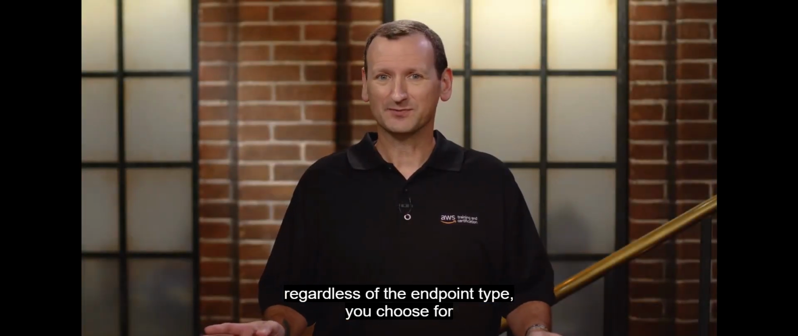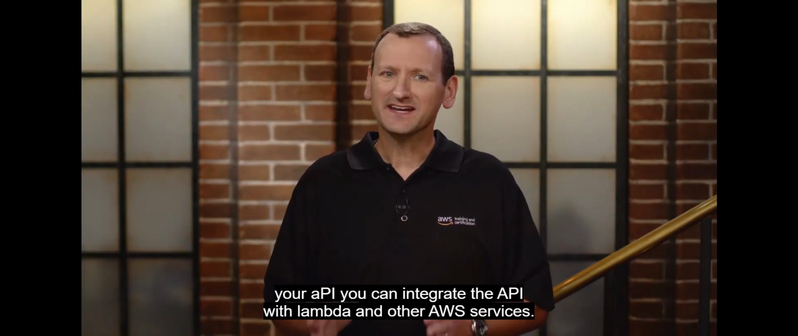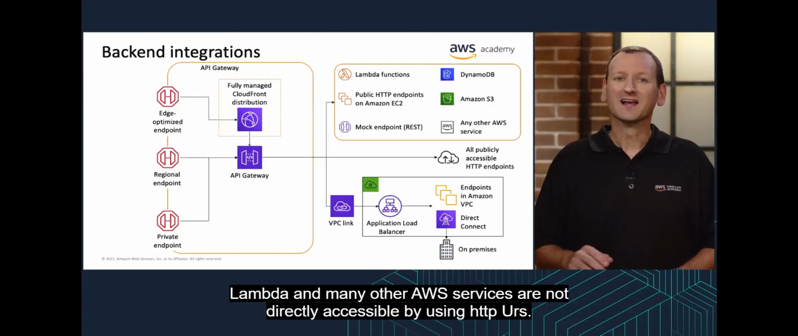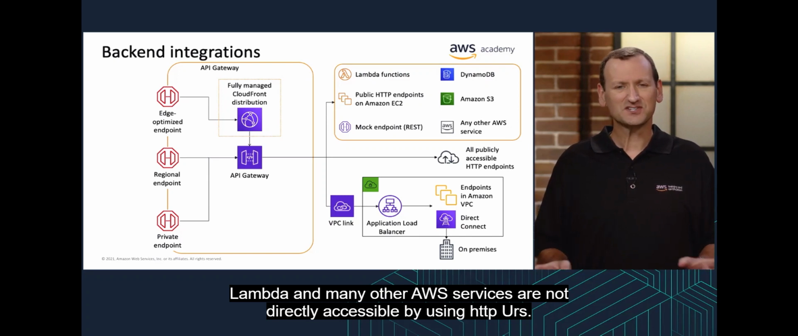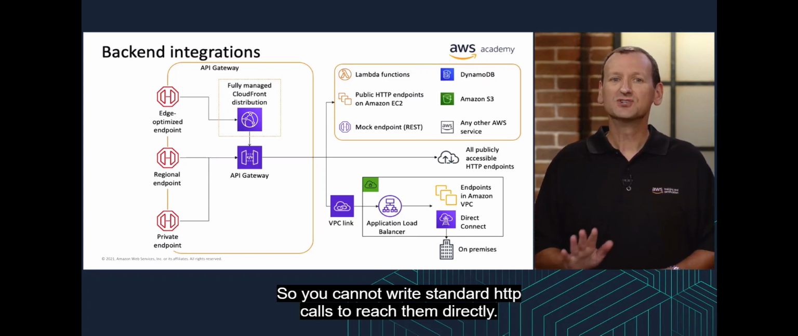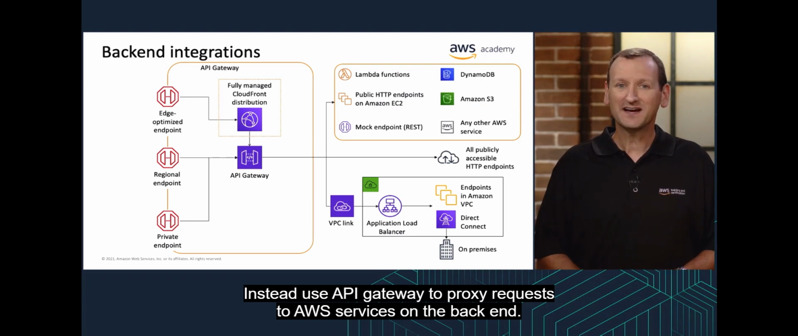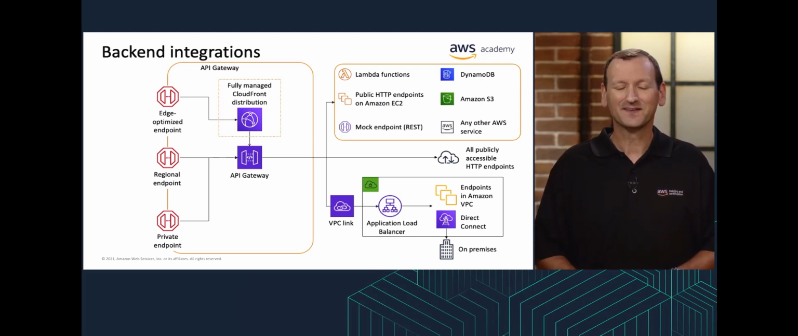Regardless of the endpoint type you choose for your API, you can integrate the API with Lambda and other AWS services. Lambda and many other AWS services are not directly accessible by using HTTP URIs, so you cannot write standard HTTP calls to reach them directly. Instead, use API Gateway to proxy requests to AWS services on the backend.